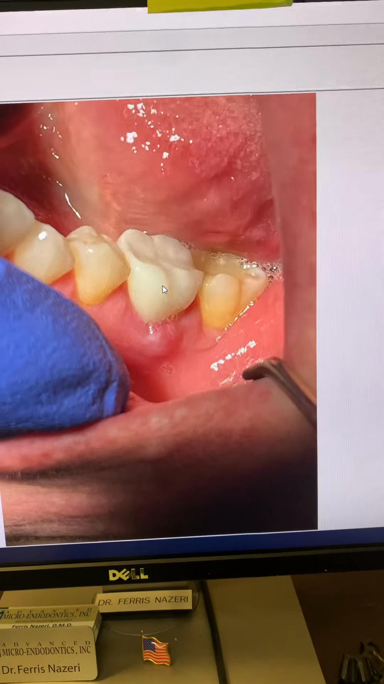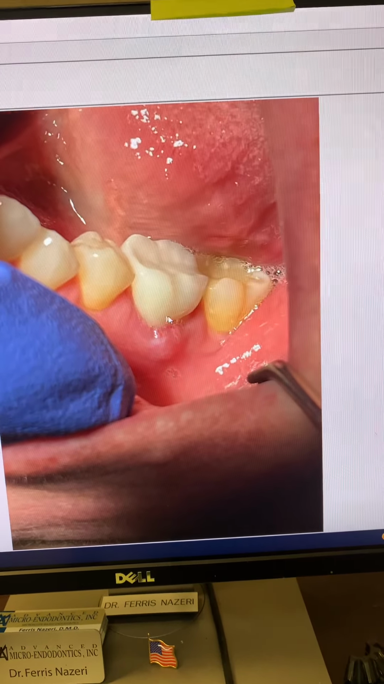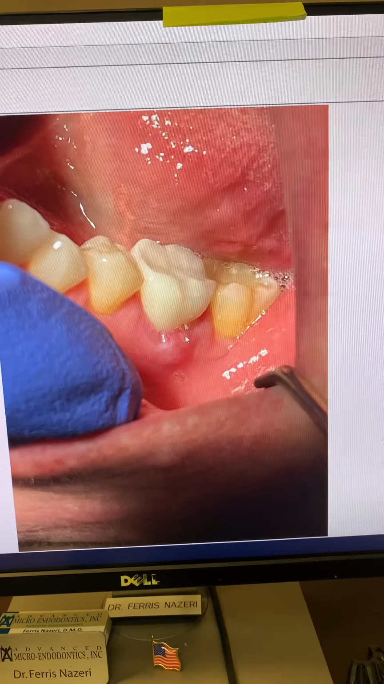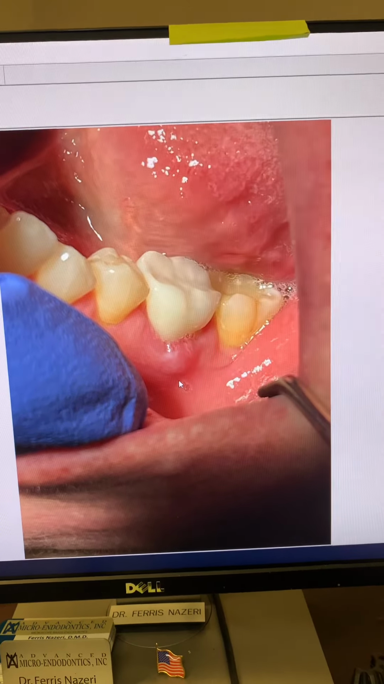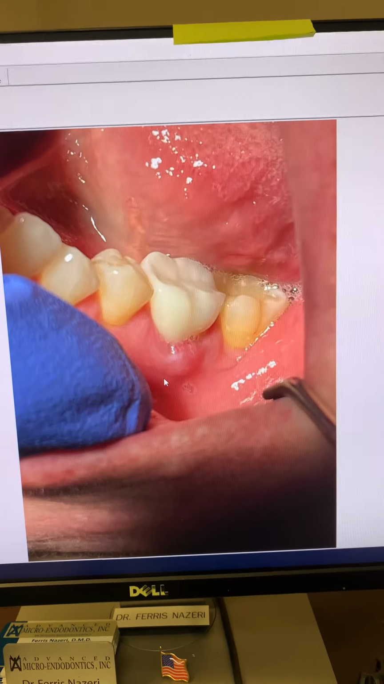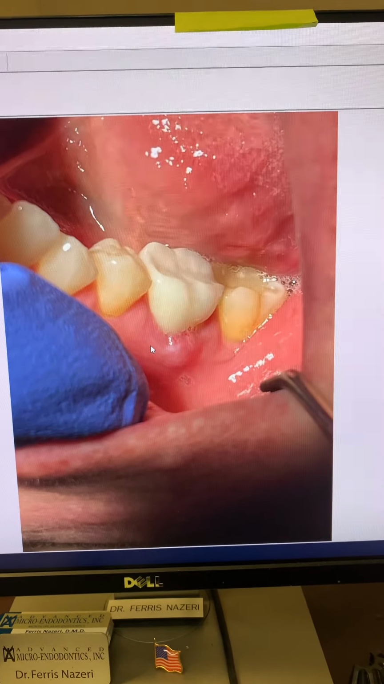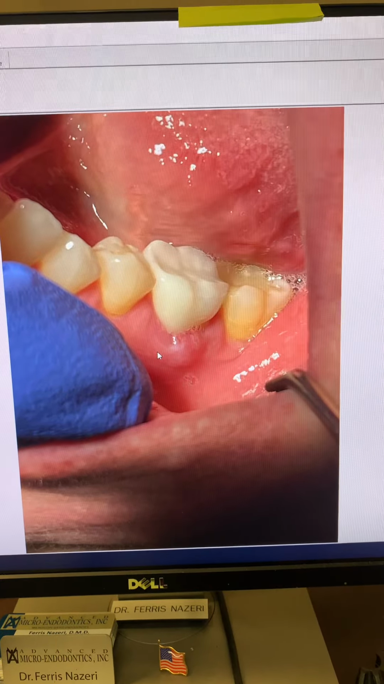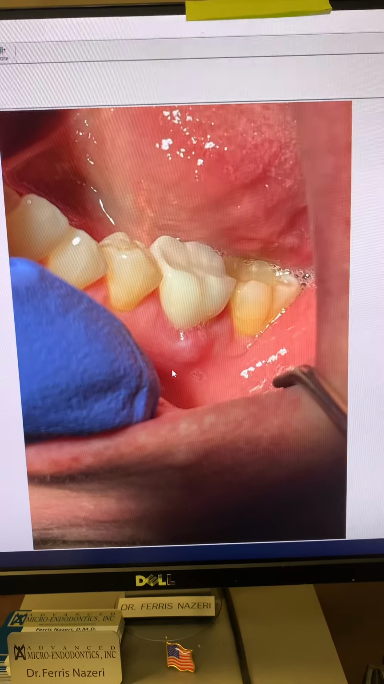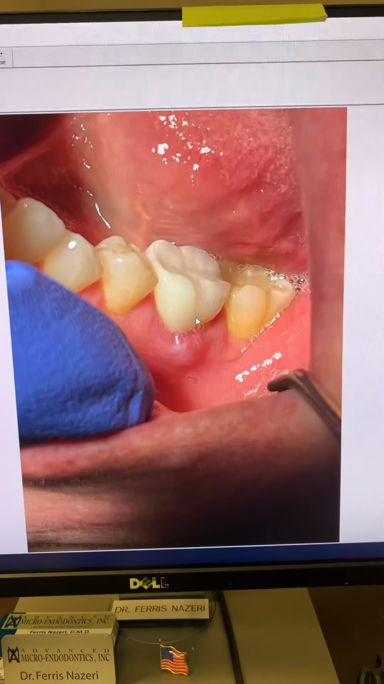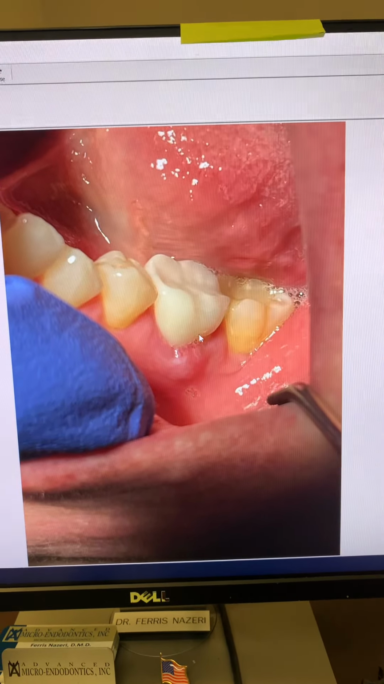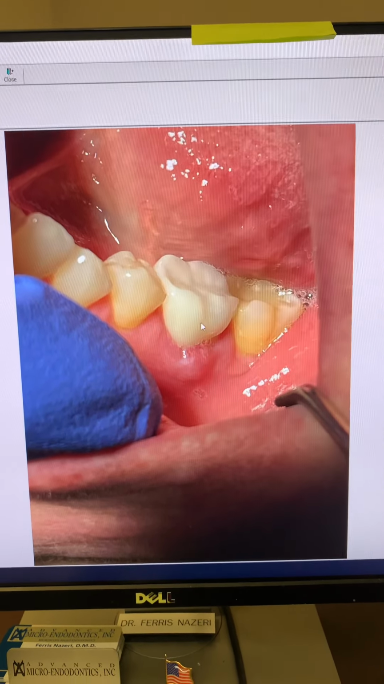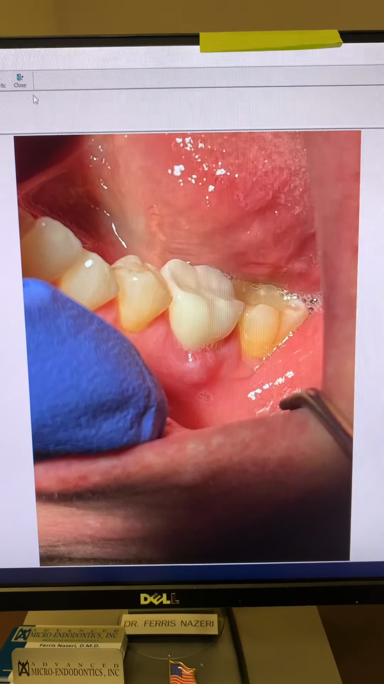Tooth was tender to percussion and palpation. Probings were 2 to 3 millimeters all around. Right here, the probing was 6 or 7 millimeters, but that's not an actual representation of the periodontal condition of this tooth. The probing depth here did not mean a split tooth or a vertical root fracture. It just meant that there was drainage from that space, from that deep pocket.